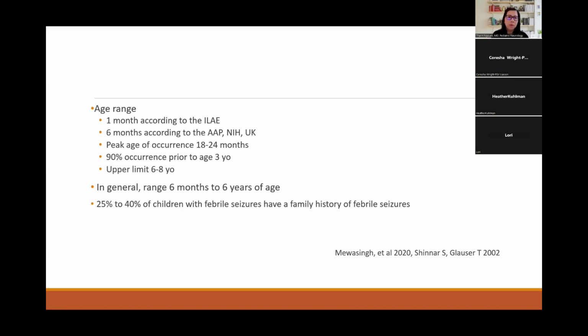So that's when we see febrile seizures dwindling down and resolve closer to 4 to 6 years of age. We do have some outliers who still have febrile seizures, up to the upper limit of 6 to 8 years of age. And so in practice, the age range we see febrile seizures is between 6 months and 6 years of age. I think that's a good range to keep in mind.